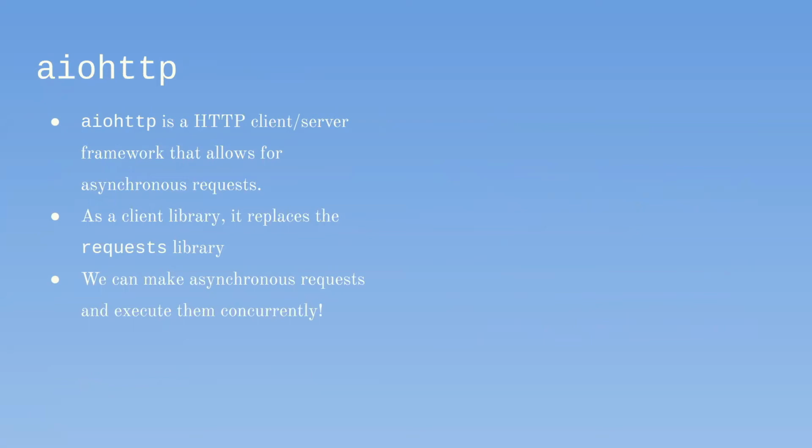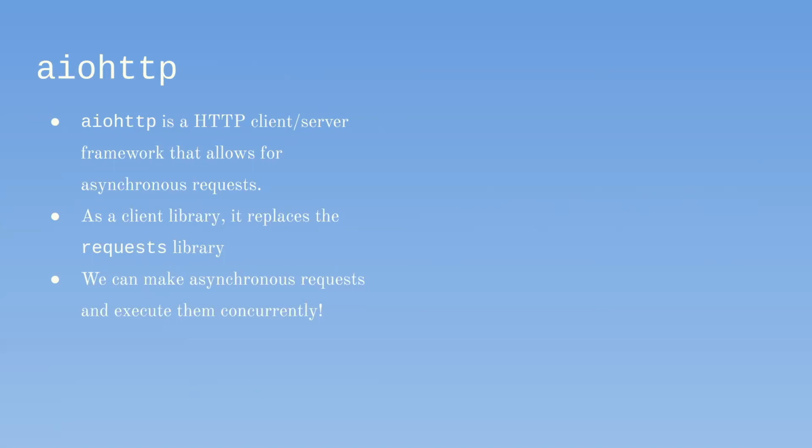So this is going to introduce aiohttp. It's important to say that everything which I've showed you so far is part of the Python standard library. aiohttp you would need to install using pip. So aiohttp is an HTTP client/server framework that basically enables asynchronous requests. As a client library, it essentially just can replace the requests library, and it allows us to make asynchronous requests and then execute them concurrently.